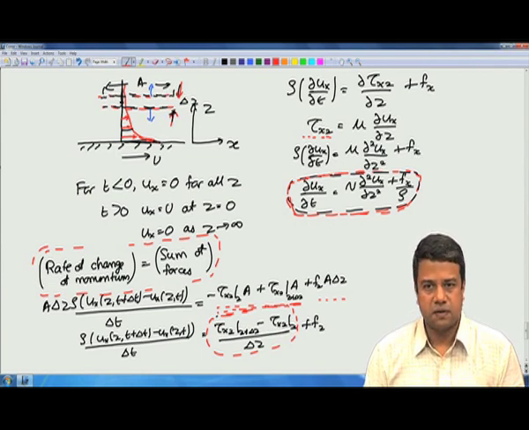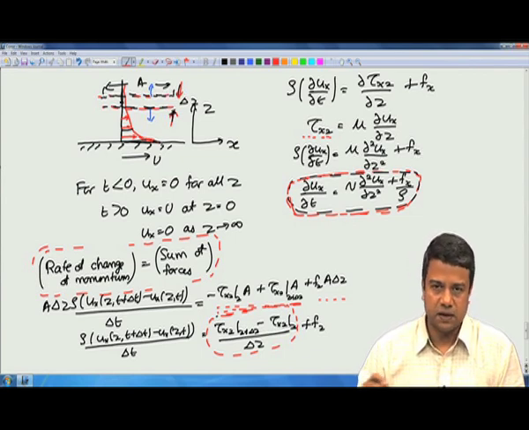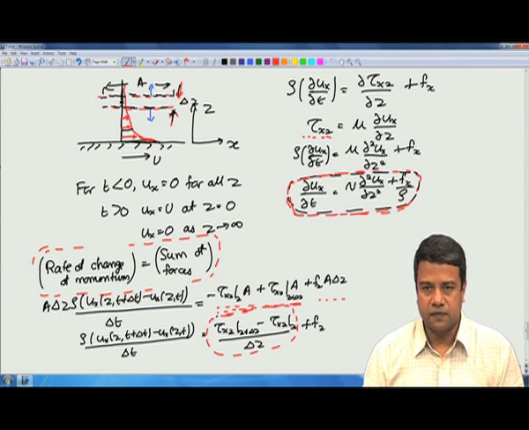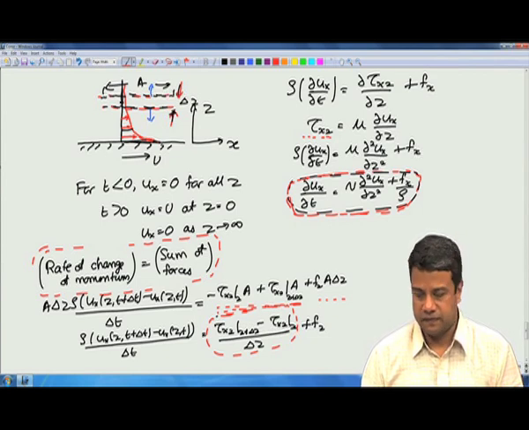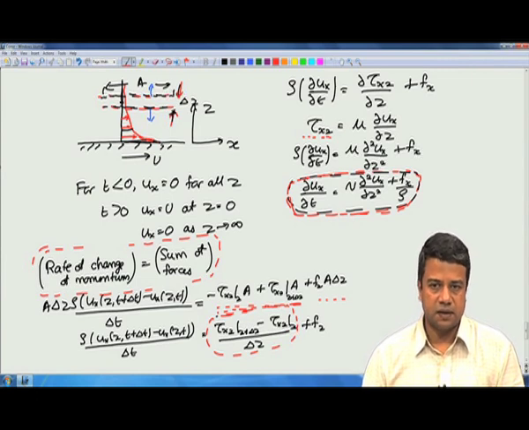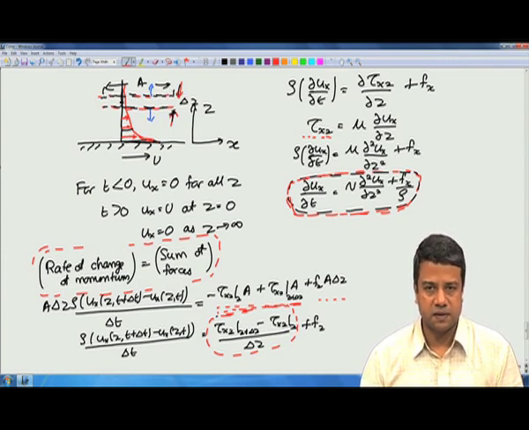Instead of the sources, we had a body force in the x direction, in the direction of momentum. The only difference to keep in mind is that the shear stress now contains two indices. One is the direction of momentum itself; after all, momentum is a vector. The second is the direction across which there is transport, or the direction perpendicular to the surface across which momentum is transported.